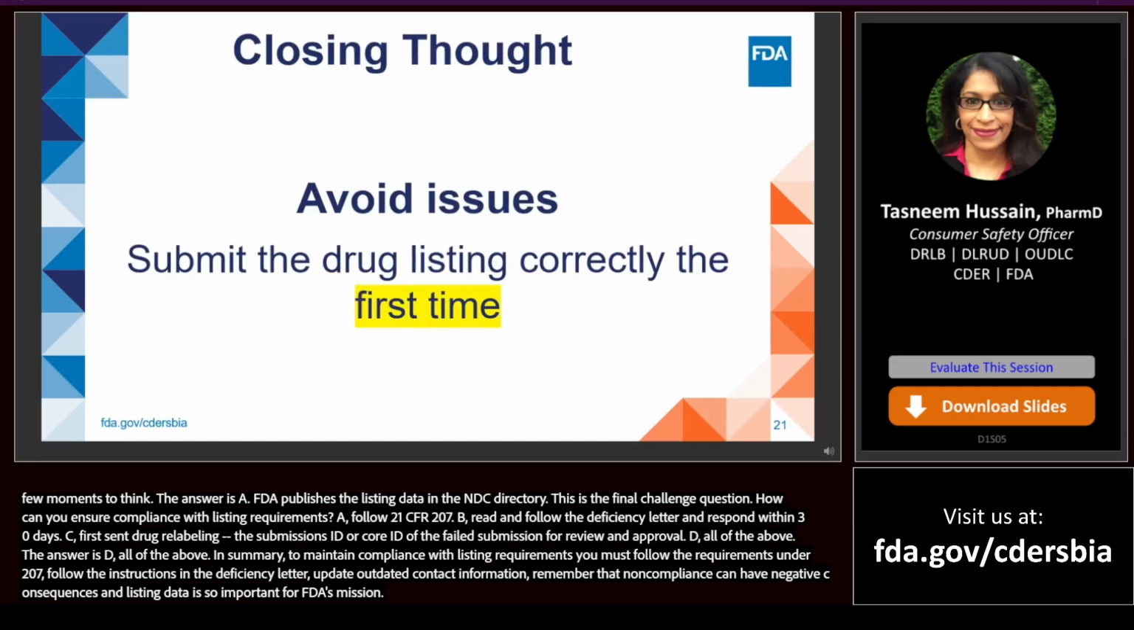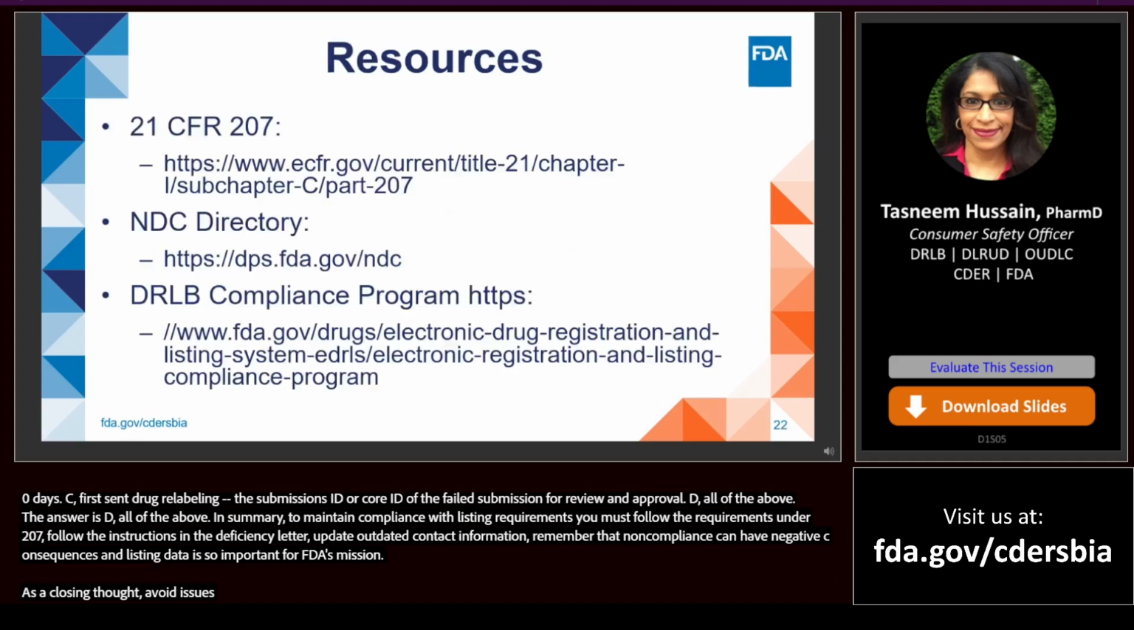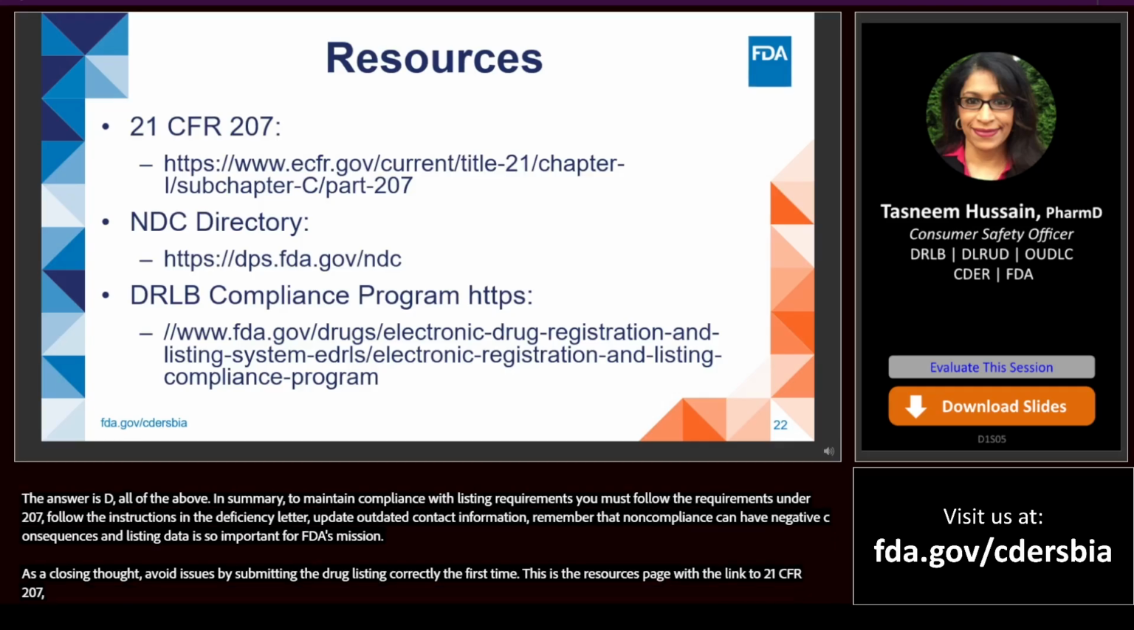As a closing thought, avoid issues by submitting the drug listing correctly the first time. So this is the resources page with the links to 21 CFR 207, the NDC directory, and our drug registration and listing compliance program. And this is the page that includes the strength conversion document.